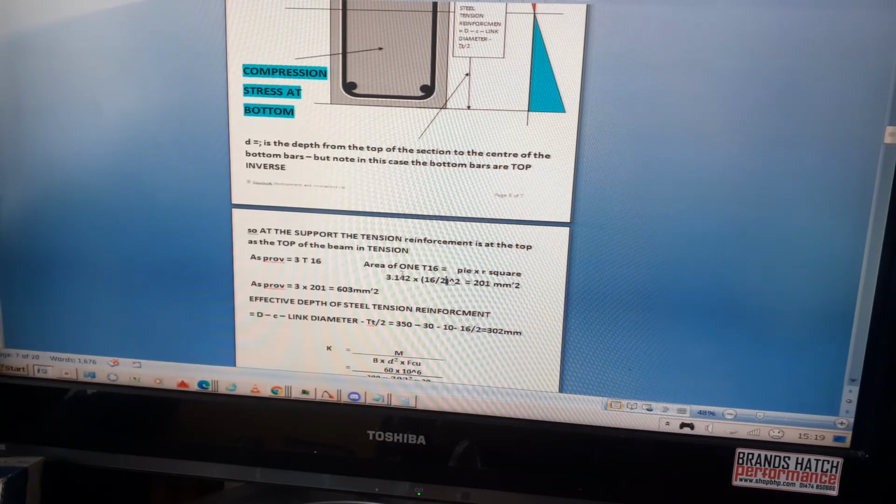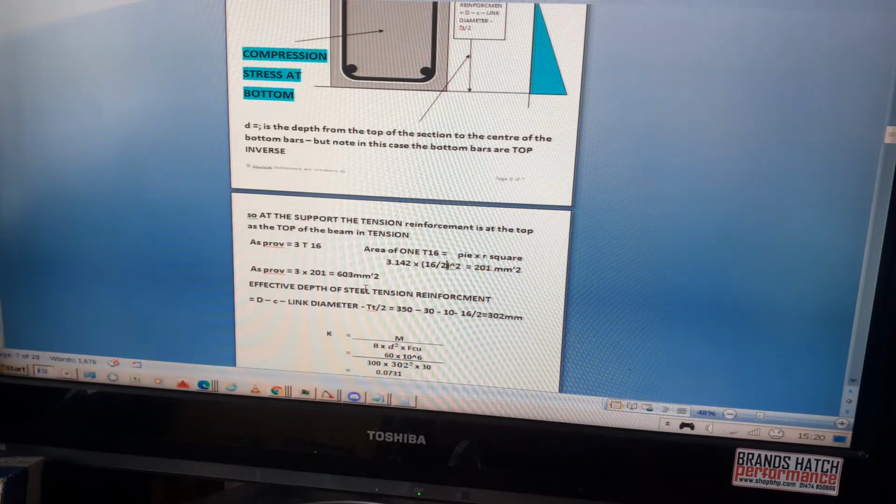So the area of 1 T16 is 3.142 times 16 over 2 squared. It's 3.142 times 64, which is 201 millimeters squared. The As provided is therefore 3 times 201, which is 603 millimeters squared. So we've already worked out that the effective depth is 302.